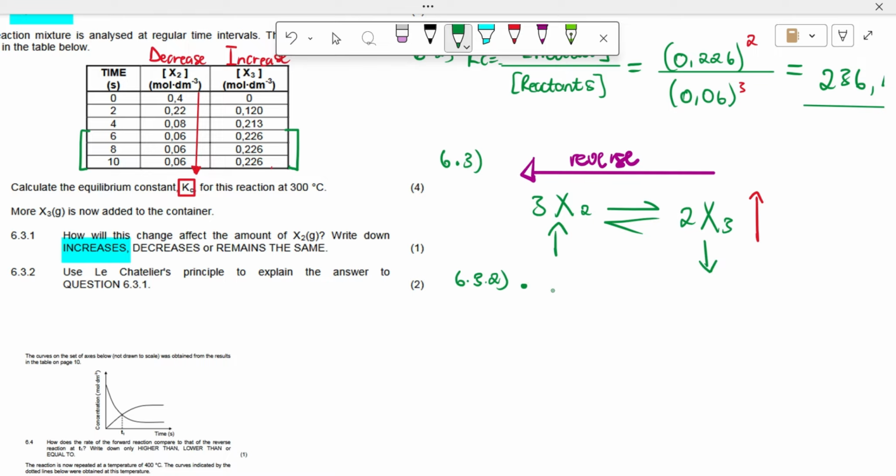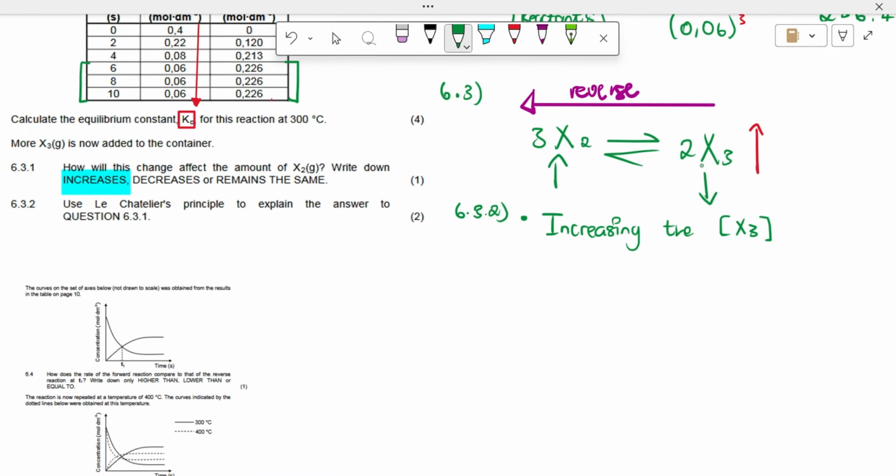So you need to write this in terms of Le Chatelier's principle. You just need to talk about an increase in the concentration. So increasing the concentration of X3. Guys, this is just me writing it like this. Please write in full when you're in the exam. So increasing the concentration affects equilibrium.